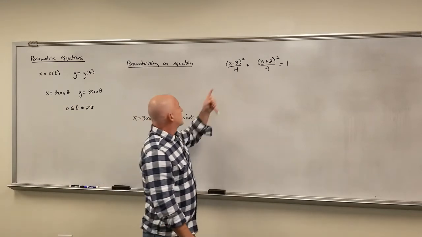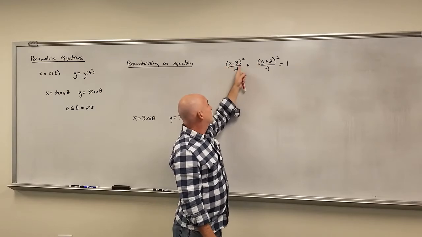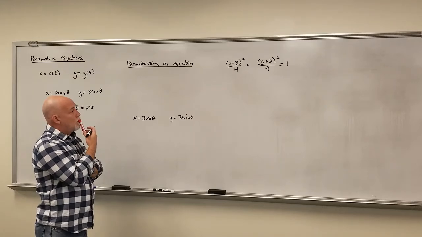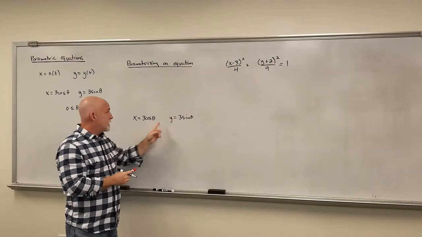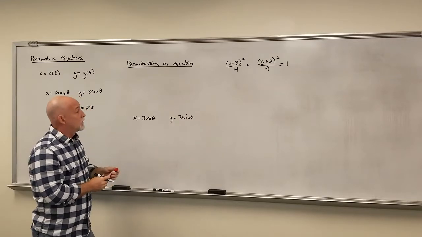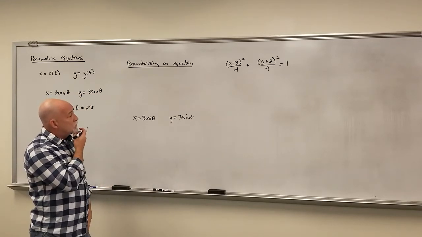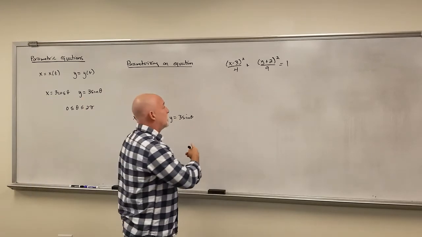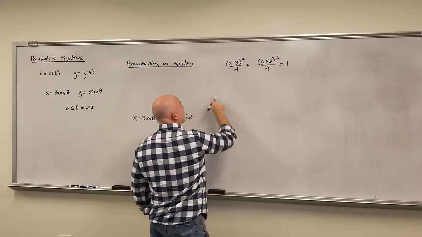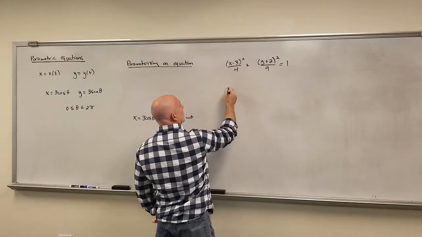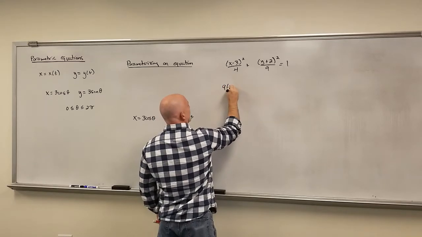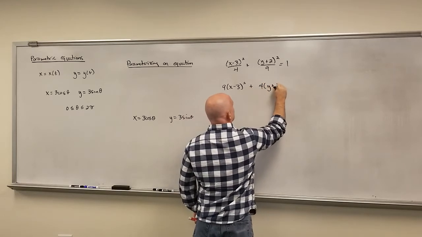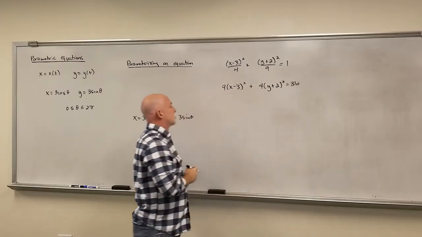Well, notice we have something squared plus something squared equals 1. I'm thinking that's probably the same type of identity, right? Sine squared plus cosine squared is equal to 1. So how could we do that? What about this? Let's clear our fractions here real quick. If we clear our fractions, I'd say we multiply through by 36. So I'd have 9 times (x - 3) squared plus 4 times (y + 2) squared is equal to 36.